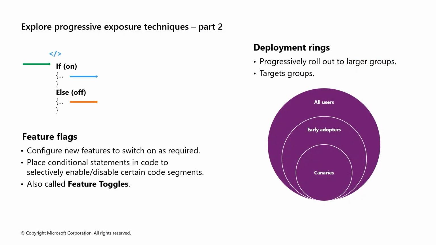Feature flags, also known as feature toggles, are a technique that allows you to enable or disable features in your application without deploying new code. By placing conditional statements in your code, you can control which features are active based on configuration settings. This approach provides flexibility in managing feature rollouts and allows for quick rollbacks if needed.